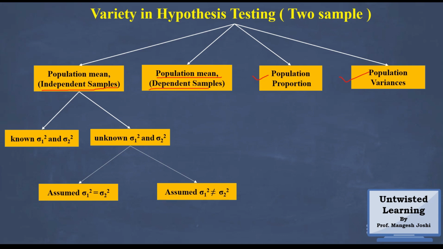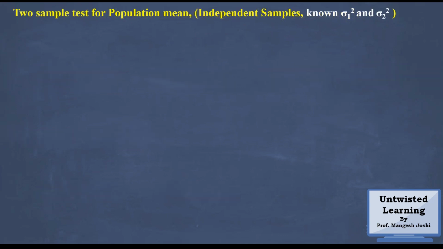Now this population mean for independent samples can be further classified. First, the variances of population 1 and population 2, that is sigma 1 square and sigma 2 square, are known. Second variety is sigma 1 square and sigma 2 square unknown. If they are unknown, it is further divided: sigma 1 square is assumed to be equal to sigma 2 square, or they are assumed not equal. So each type of problem has a different treatment. Let us understand one by one.